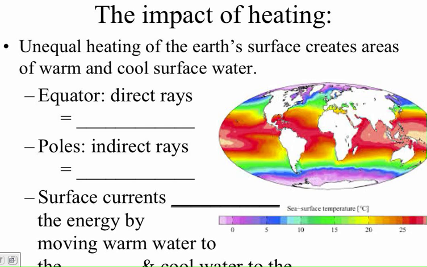Now, of course, impact of heating, because of that uneven heating, the equator, like we said, has the warmer temps due to the direct rays, and the poles are those cooler temps due to the indirect rays.